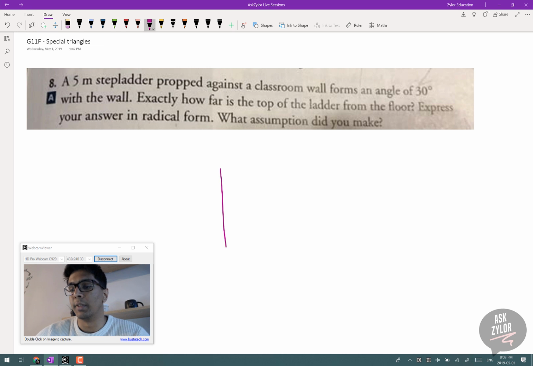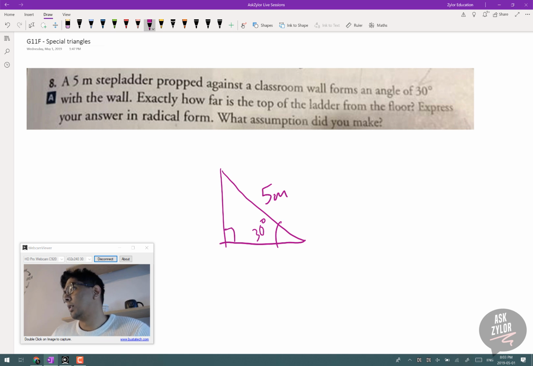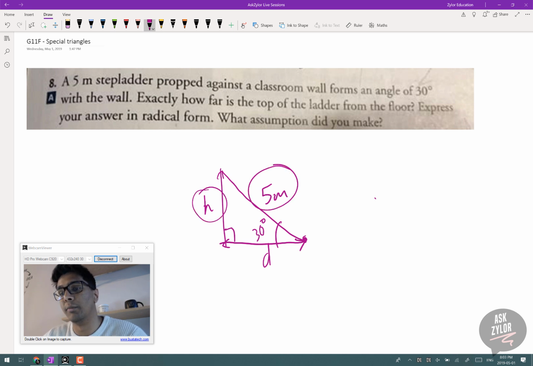So let's draw a brief diagram just to show what we're dealing with. This ladder is 5 meters and it makes an angle of 30 degrees. So this is a right angle triangle. What assumptions did we make? We're going to say this is the distance from the bottom of the ladder to the wall. They asked exactly how far the top of the ladder is from the floor, so we can get the height essentially. Right? So we can write an equation dealing with the height and the 5 meters.